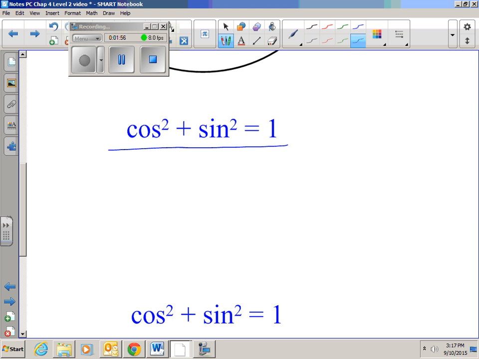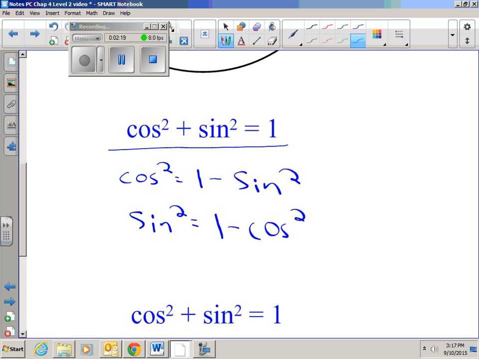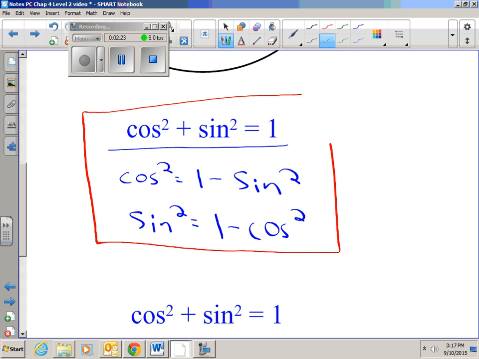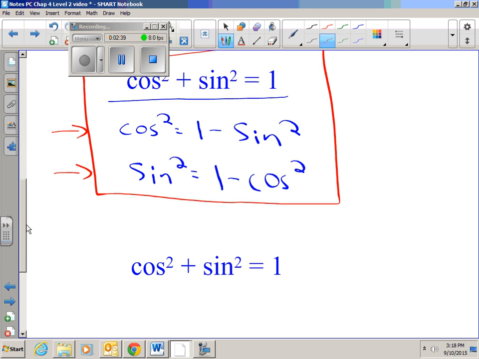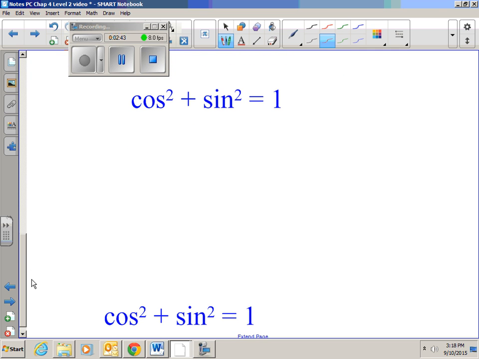You could do some algebra if you wanted to and rewrite this as cosine squared is equal to 1 minus sine squared by subtracting sine squared from both sides. Or I could also subtract cosine squared from both sides and get sine squared is equal to 1 minus cosine squared. So in this red box here, we have 3 Pythagorean identities, which all say the same thing: cosine squared plus sine squared is equal to 1. For those of you who are memorizers, you may want to memorize, or at least familiarize yourself with, those other 2 as well.